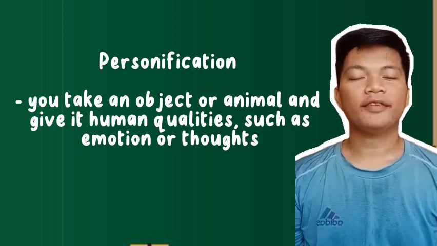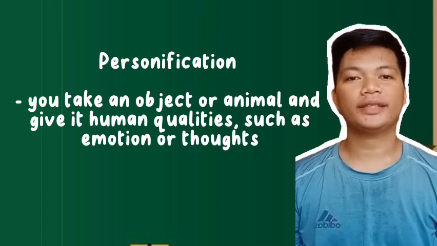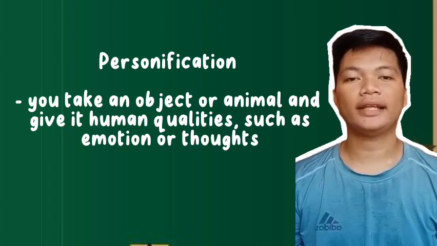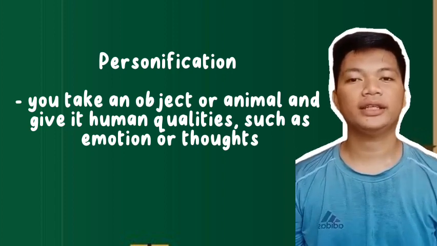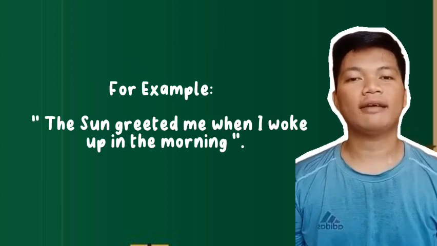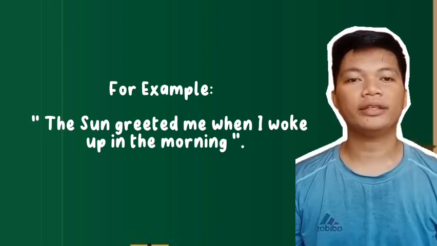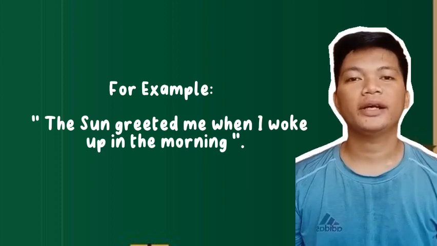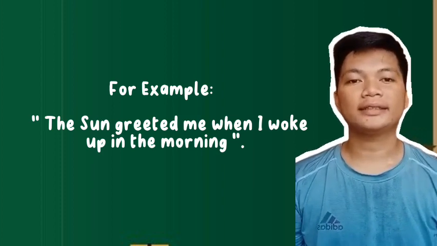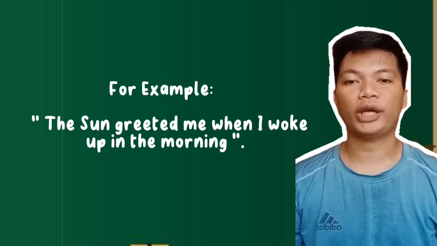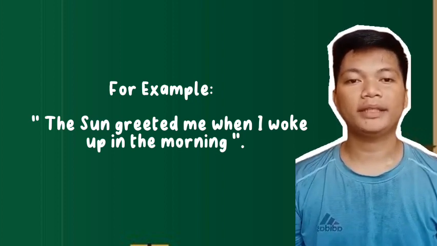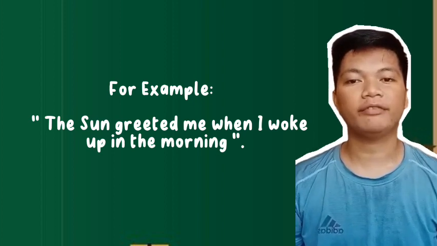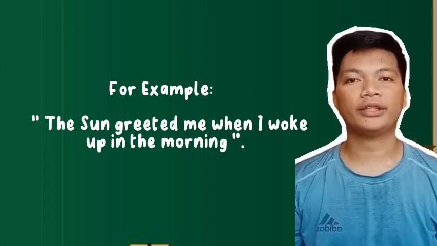Personification is when you take an object or animal and give it human qualities such as emotion or thought. For example, the sun greeted me when I woke up in the morning. So, in the sentence, the sun is a non-human object, but has been given human characteristics since greeting can only be performed by living creatures.